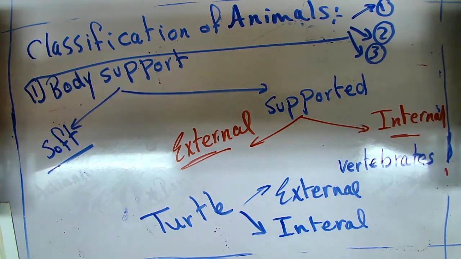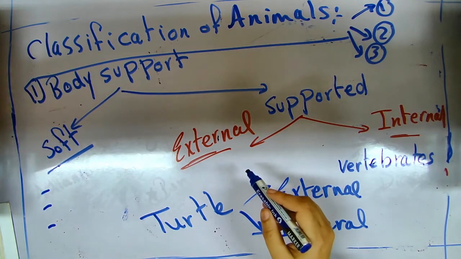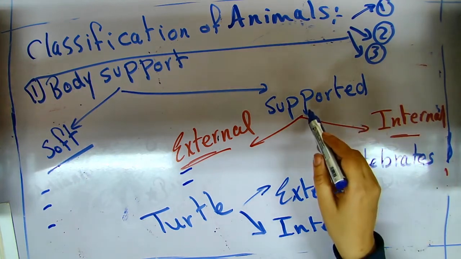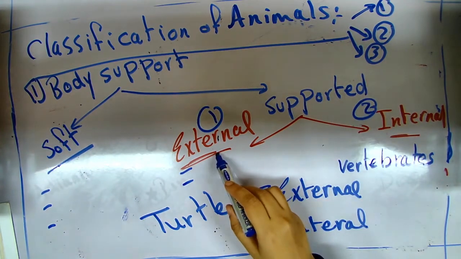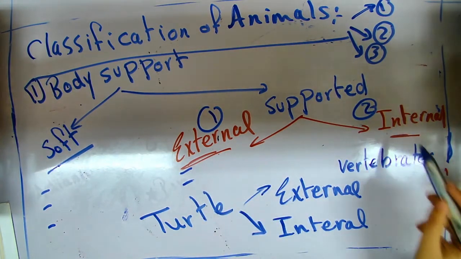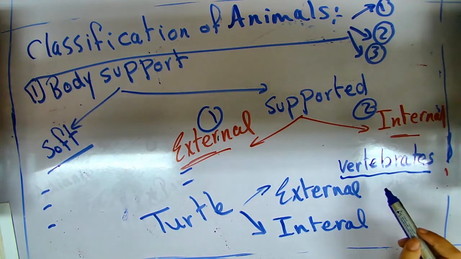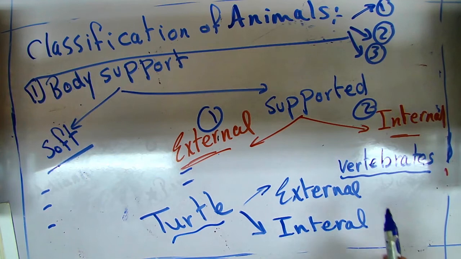So the body support, some of them are soft body and some are supported body. Soft body like jellyfish, octopus and earthworm. External support like snail and mussels. Supported body, it's two types, external and internal. As I said, external is snail and mussels. Internal like vertebrates. Mammals, fish, birds, reptiles. The turtle has the two types of body support. It has external and also internal.